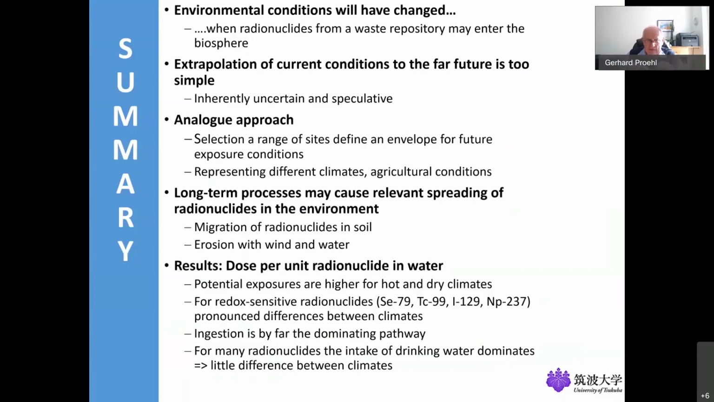And more on that, for many radionuclides, the intake of drinking water dominates. And this causes, at least for some radionuclides, the differences between climates to be relatively low, and also surprisingly low.